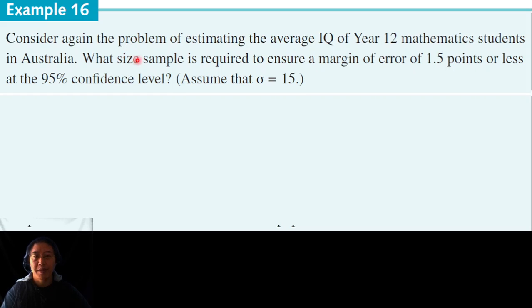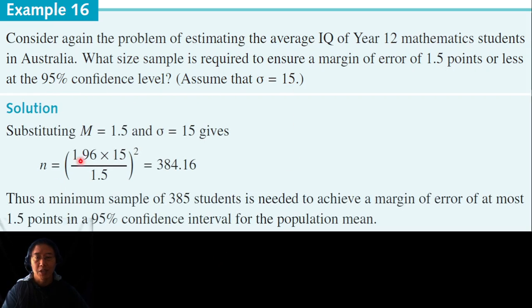Alright, application. So we want to find the sample size. The margin of error is 1.5 or less. It's a 95% confidence interval, and we have sigma. Substitute the values, we get that value. We round it up to 385 students, and that's the minimum required sample size.